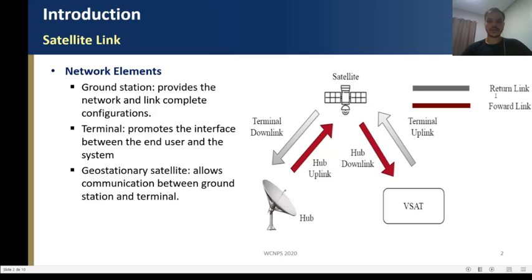A satellite communication system typically has three network elements, as shown in the figure. A ground station, which provides the network and link configuration. A terminal that provides the interface between the end user and the system, and a geostationary satellite that communicates between a ground station and terminal. In this work, a forward link is present.